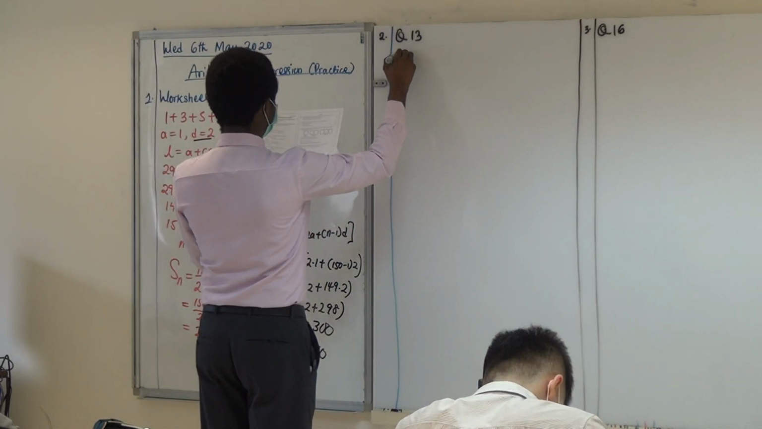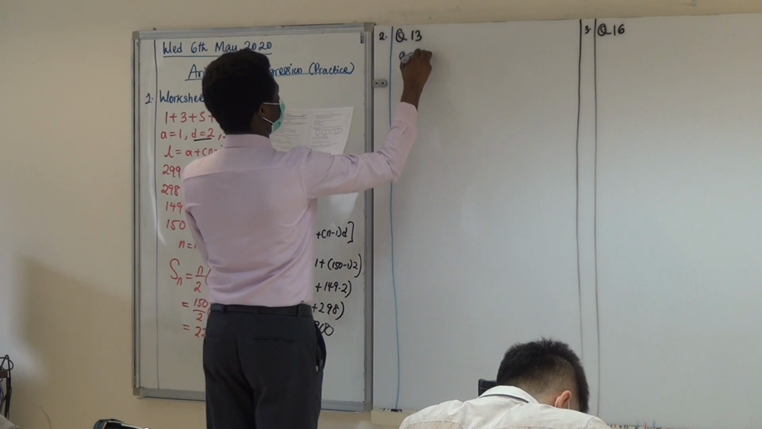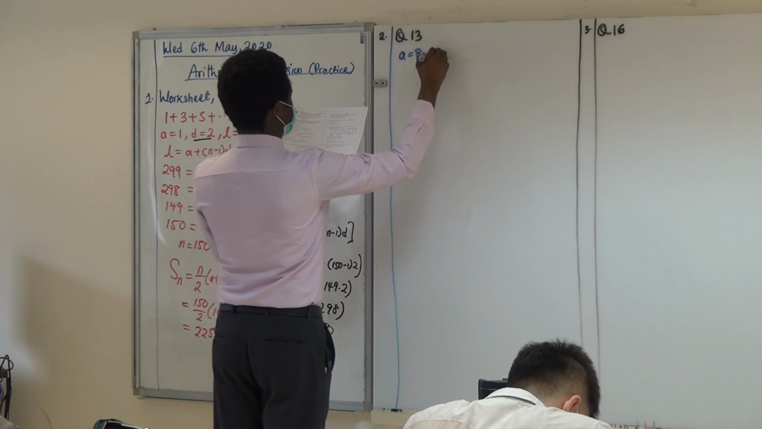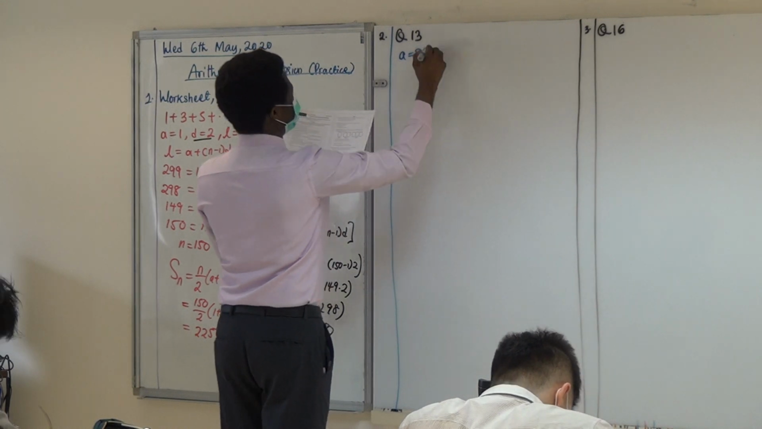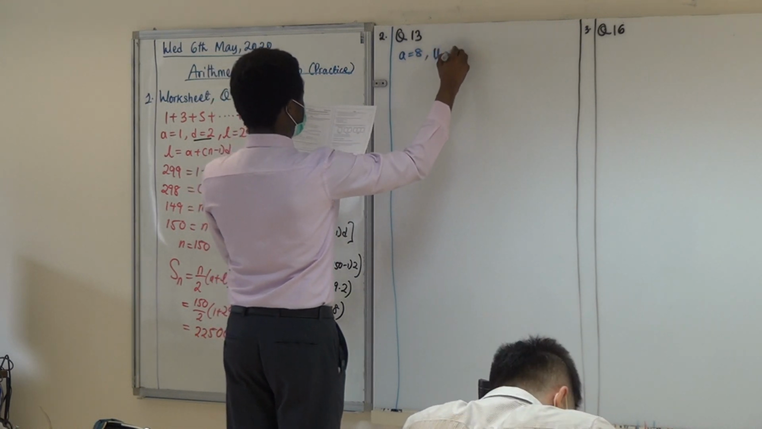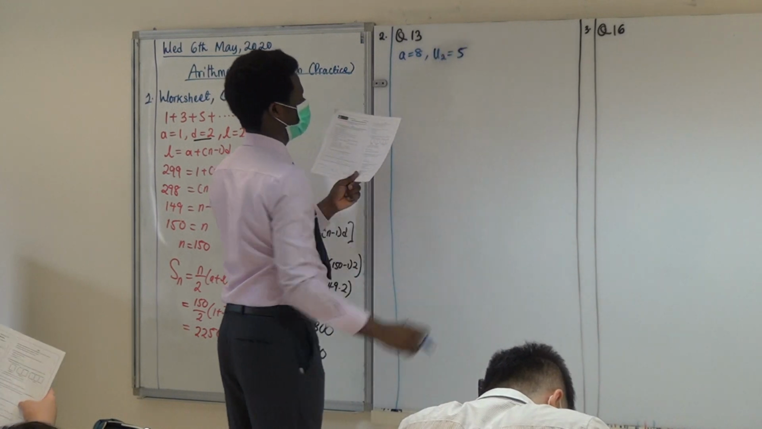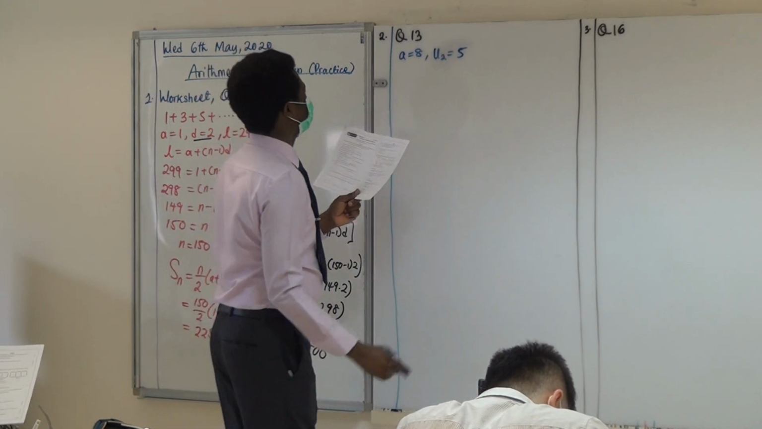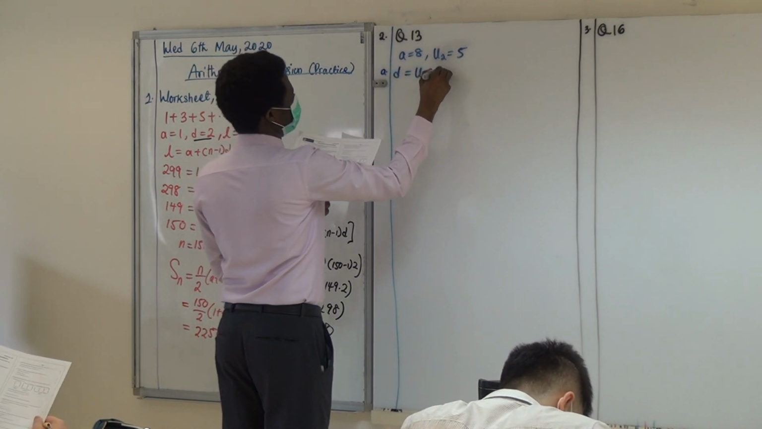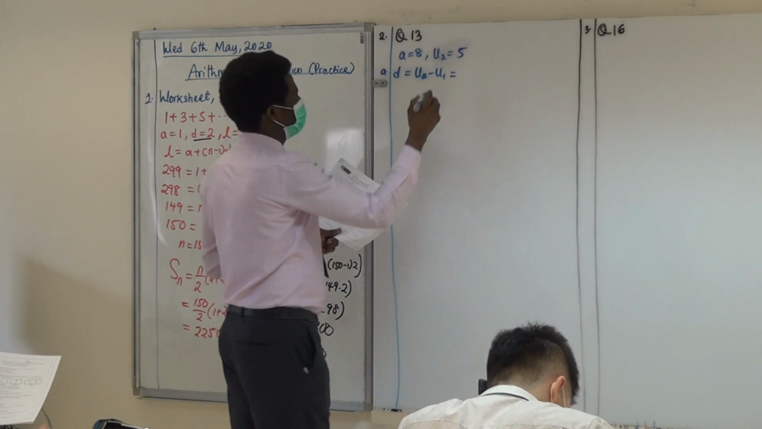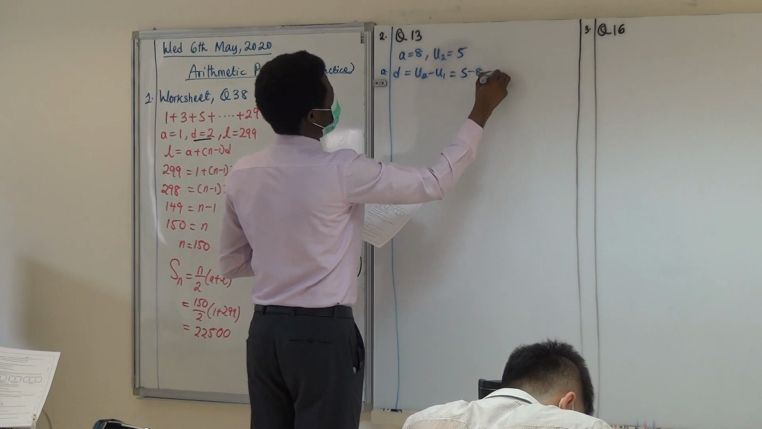The first term a is 8. The second term is a plus d, right? So I just call it U2; you don't have to say a plus d. U2 is 5. Find the common difference. So the common difference will just be U2 minus U1. That's 5 minus 8, which is negative 3.